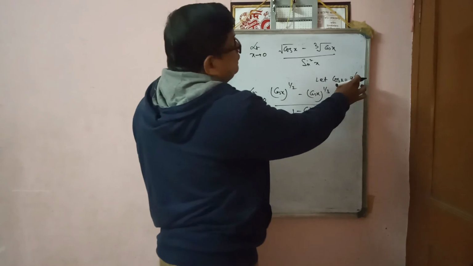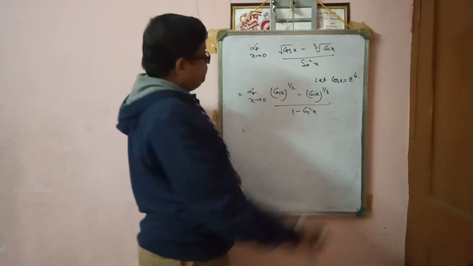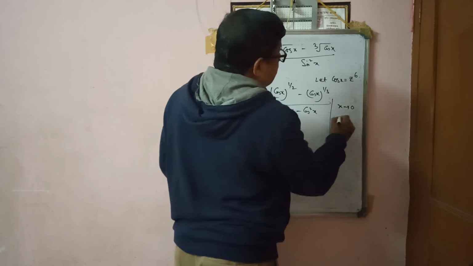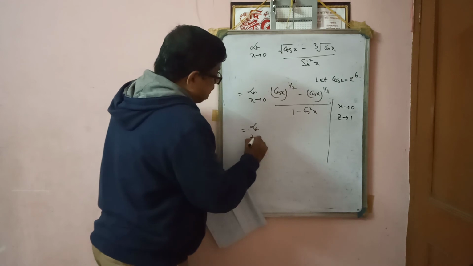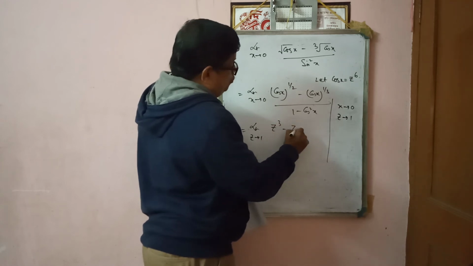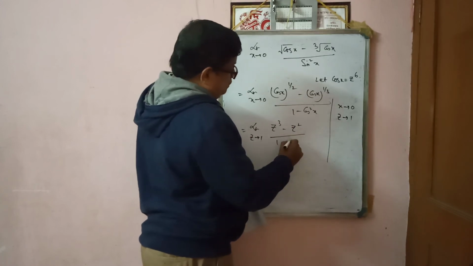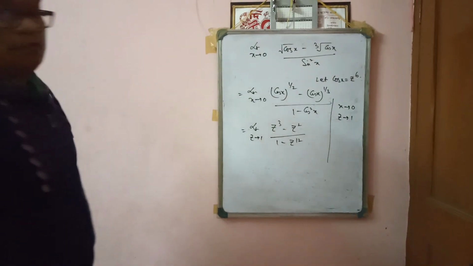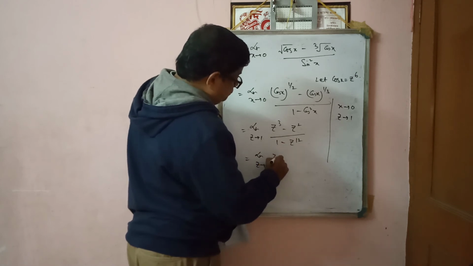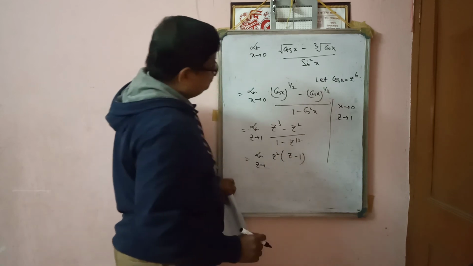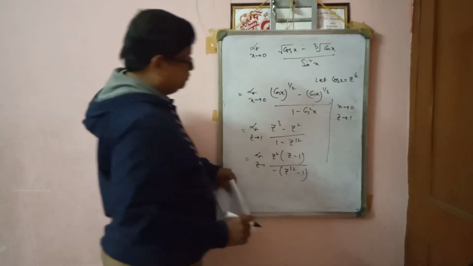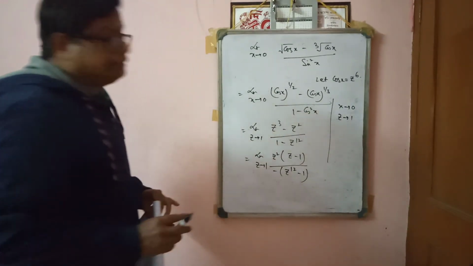So if x tends to 0, then z tends to 1. So limit z tends to 1 of (z cube minus z square) by (1 minus z to the power 12). Okay. So here, take z tends to 1, z square common, so z minus 1. Here minus, you take common, z to the power 12 minus 1. Okay. Here z tends to 1.